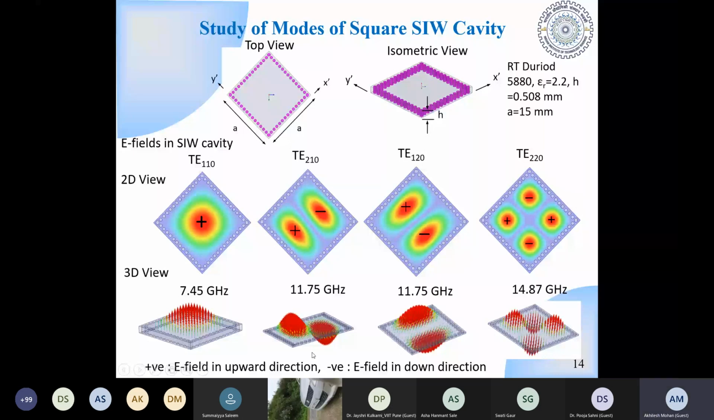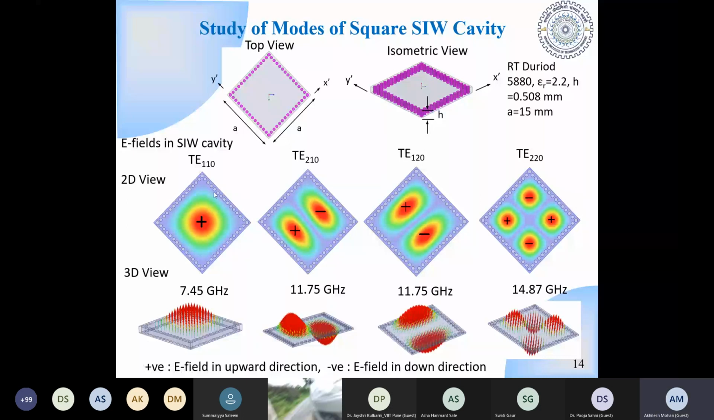Similar explanation can be thought. It is the orthogonal mode, and it has the same resonant frequency, 11.75. The third mode is the TE220 mode. It has two half wavelength variation in the x direction and two half wavelength variation in the y direction. So it is like this. These are the first few modes of the square SIW cavity. In a cavity, we will always have modes with three indices.